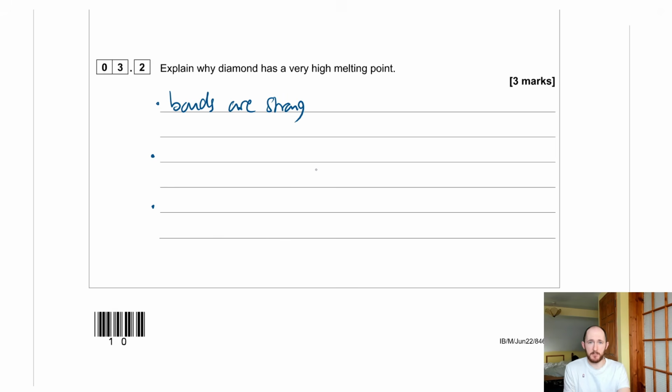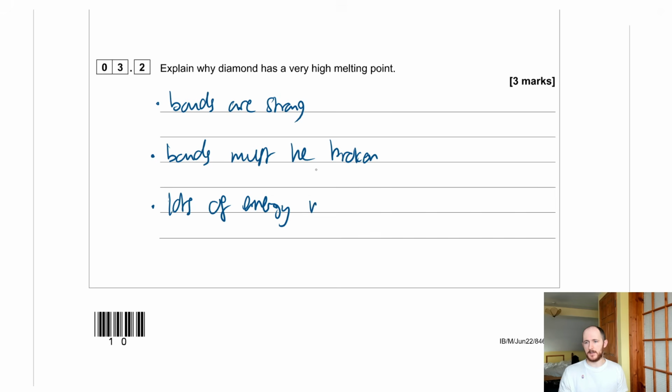And bonds must be broken in order to melt. So you have really strong bonds and there's lots of them and you need to break them. Well, that means you need a lot of energy to break them. So lots of energy needed to break. And that is a very important thing.